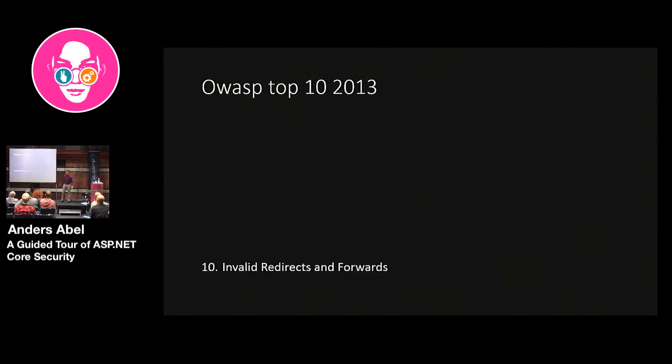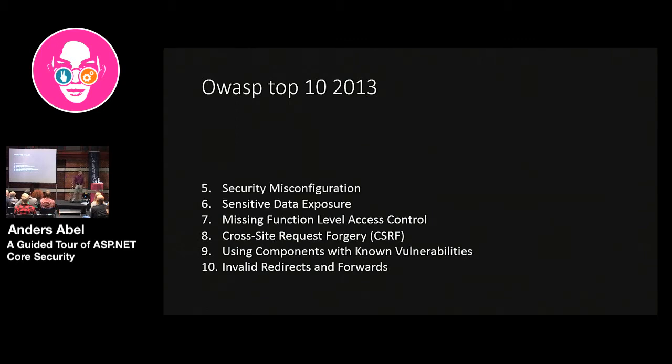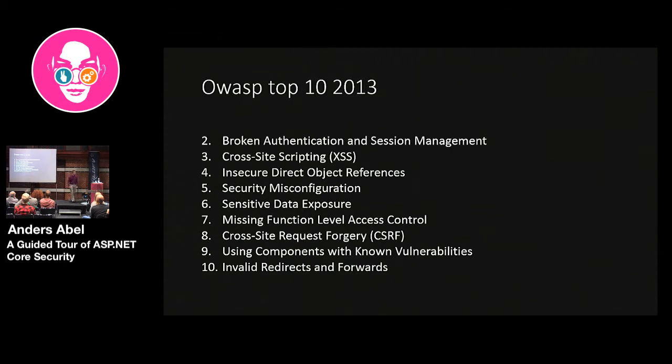What is on the list? Number 10, invalid redirects and forwards. Number 9, using components with known vulnerabilities. 8, cross-site request forgery. 7, missing functional level access control. 6, sensitive data exposure. 5, security misconfiguration. Number 4, insecure direct object references. Number 3, cross-site scripting. 2, broken authentication and session management. And number 1, the most common one, is injection. So we'll start by looking at injection.